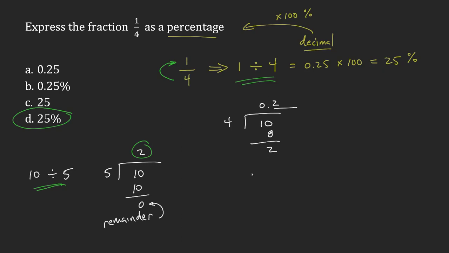What about 4 into 2? Well, it doesn't go into 2, but remember, I can add a 0 on. 4 does go into 20, and it goes in 5 times. What is 5 times 4? It's 20. This gives me a remainder of 0. That means I'm done, and so my answer is going to be 0.25. And then if I want a percentage, like they've asked me for, I multiply this by 100, and this gives me 25%. And so, of course, the answer is D.